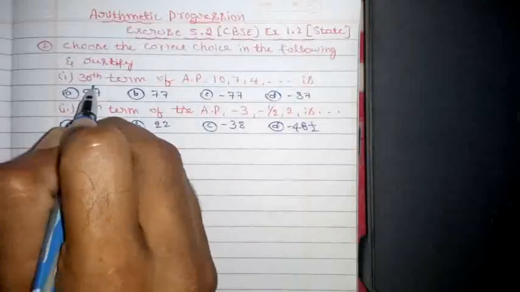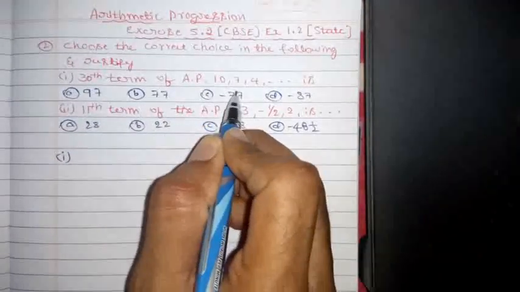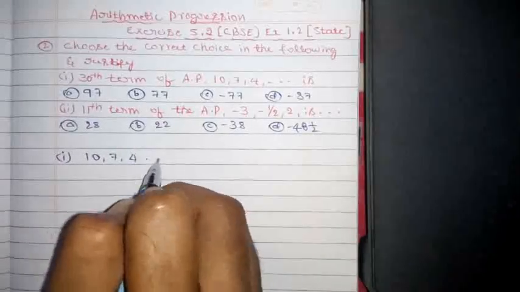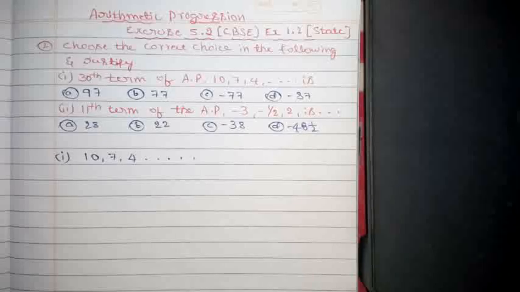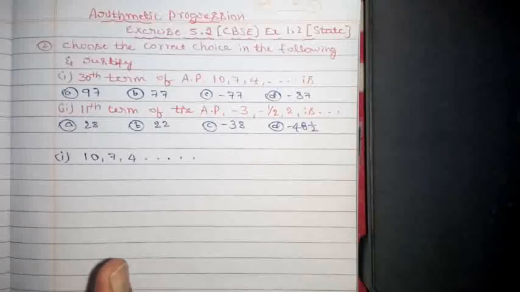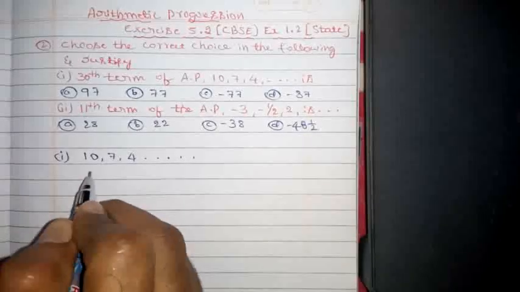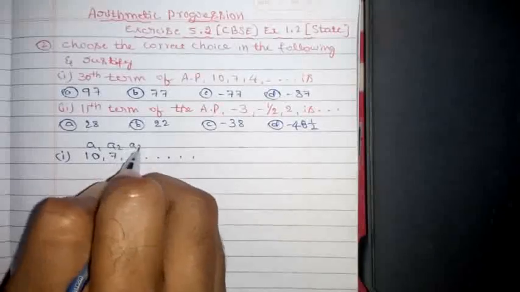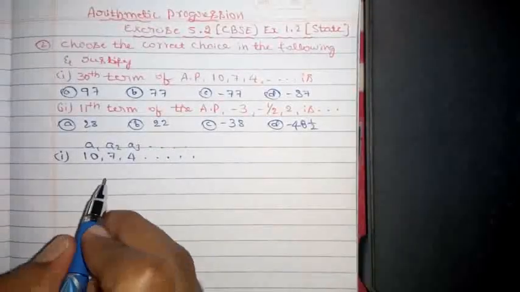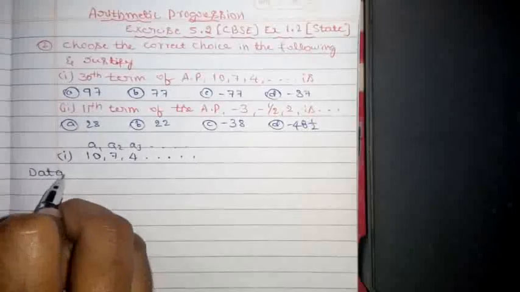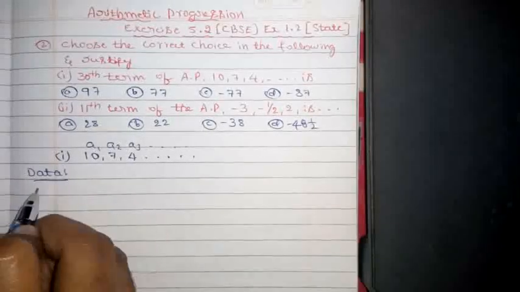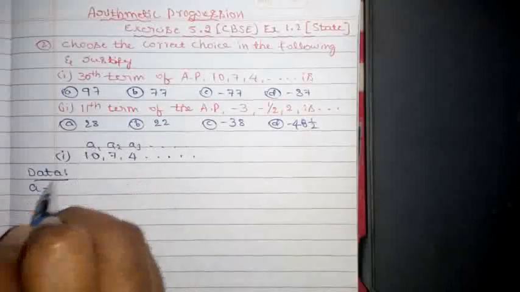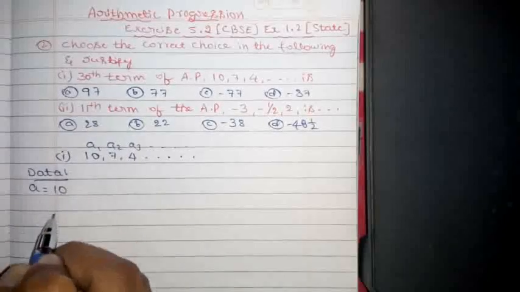You need to find the 30th term of an AP. Right? Write down the AP first. The AP is 10, 7, 4 and so on. Now you need to find the 30th term, children, right? So how will you find? Just simple. First of all, write down the AP and write down the terms as A1, A2 and A3, right? And just write down the data here. So now what are the data? First you need to take the first term. First term is A. A1 is nothing but A. A is equal to 10.